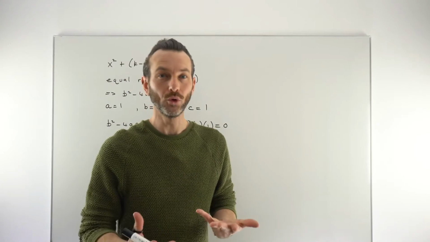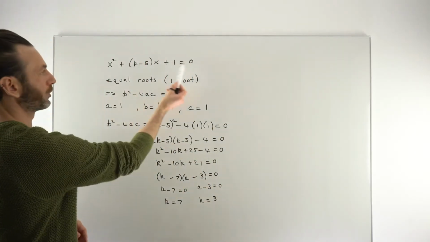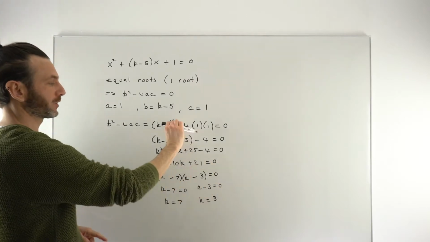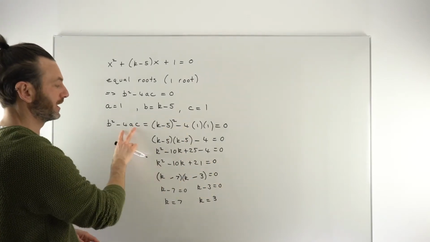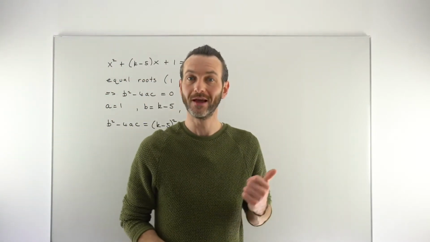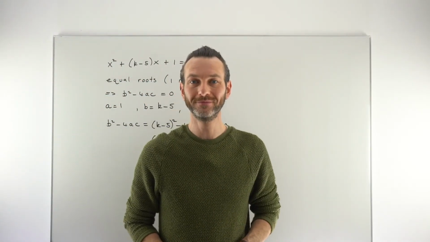Sometimes it can confuse students, the fact that we started off with a quadratic equation and we've got this second quadratic equation, but that is just the one that represents the discriminant, so they are two separate things. That is the end of that problem.